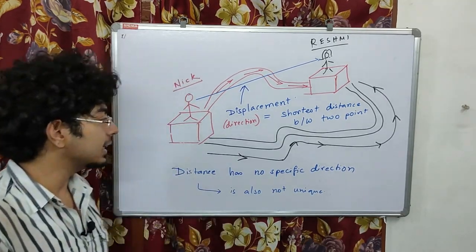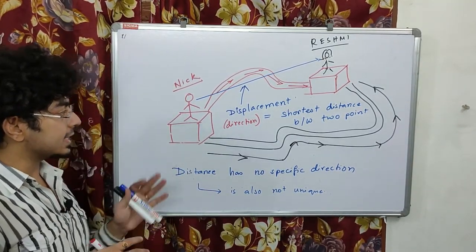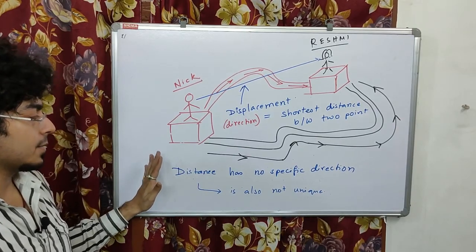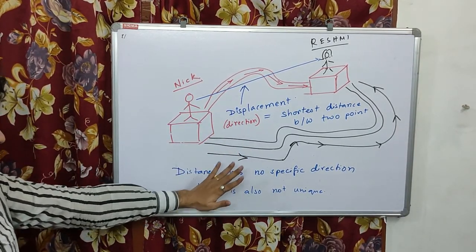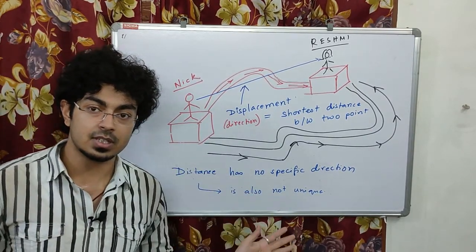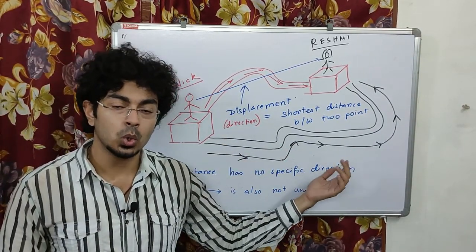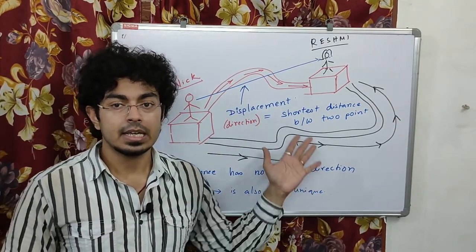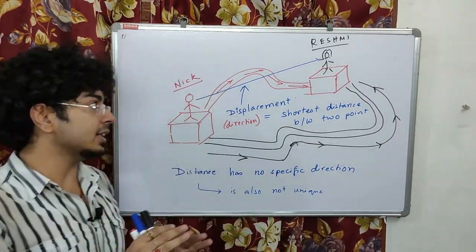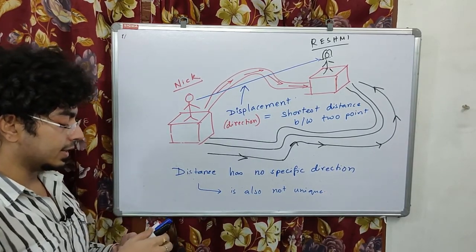Okay. So let us understand displacement and distance. I think this is clear to everyone: what is displacement and what is distance? You have got a brief description of this. Next I am going to write the difference between distance and displacement. But before I write this, let me tell you another thing.